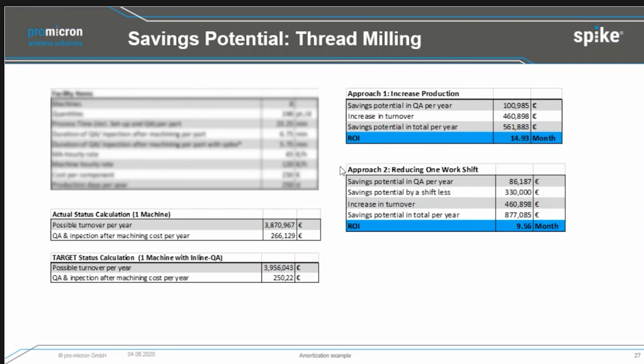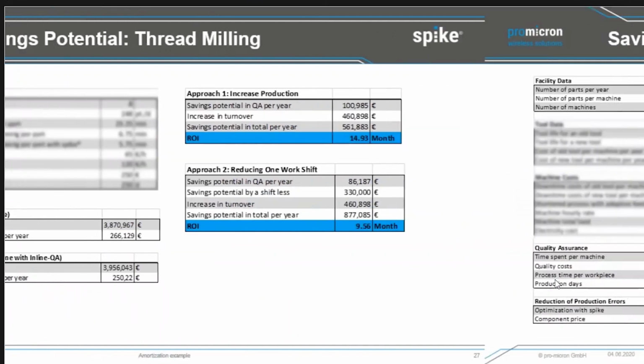Now, the second approach was, since we now get rid of the quality checks, we are able to produce more parts within every shift. And since we are running 3 shifts by now, you will be able to go back to just 2 shift work, get rid of the 3rd shift, and still have the same amount of parts produced every year. And if you are doing this, your investment will even return in just 10 months.